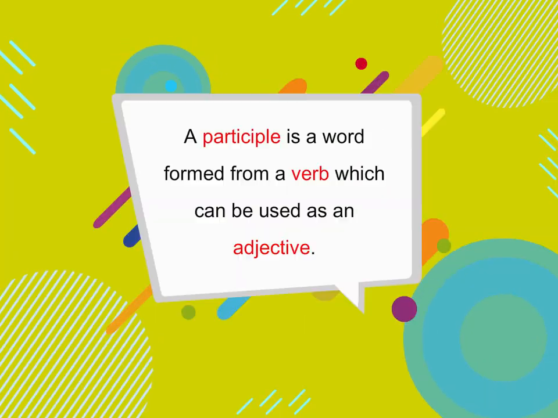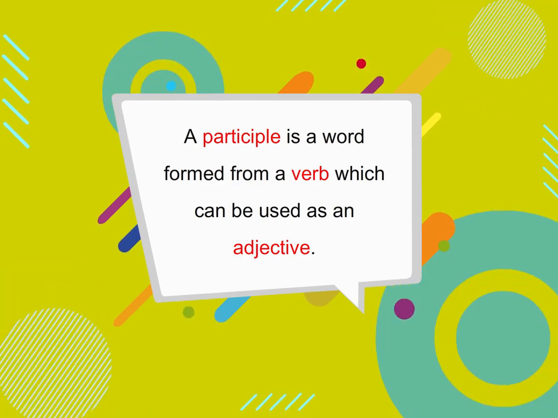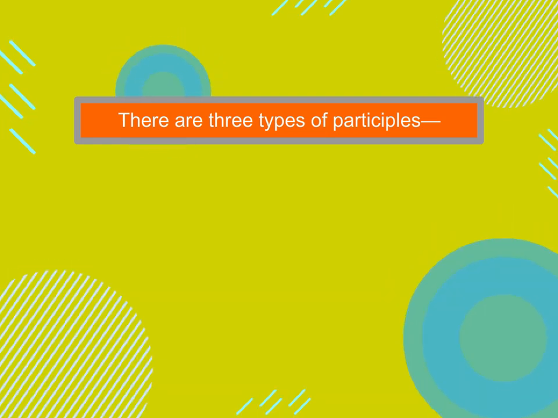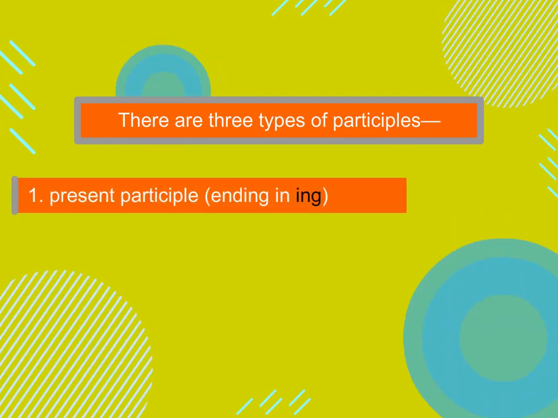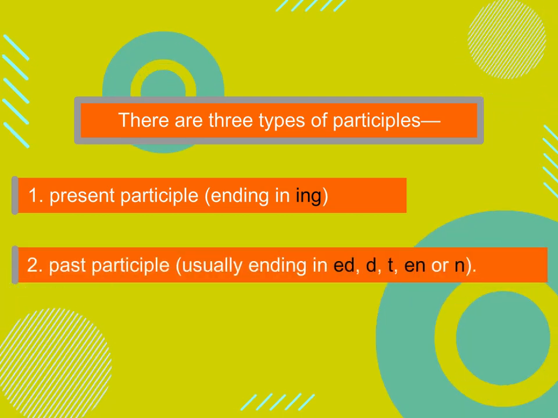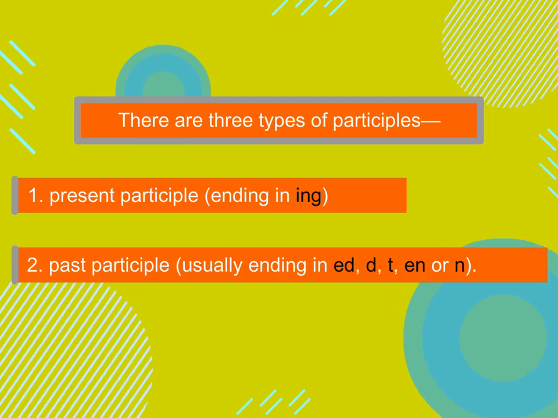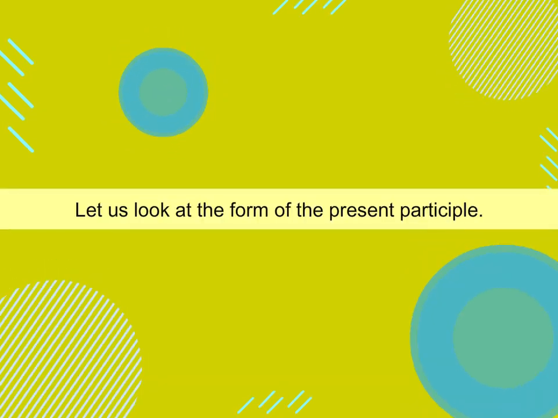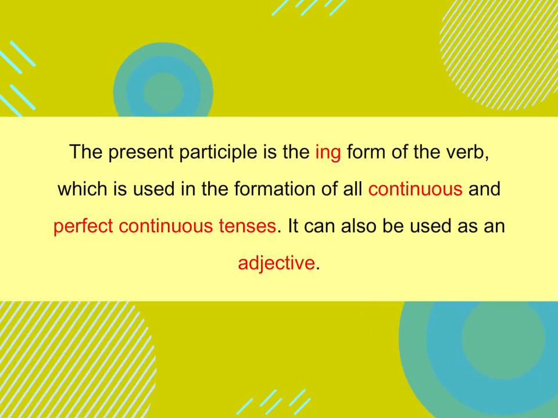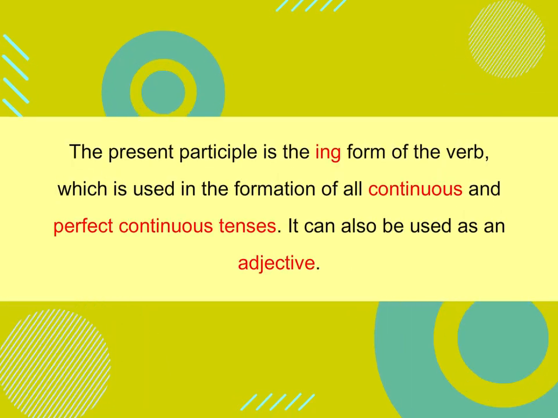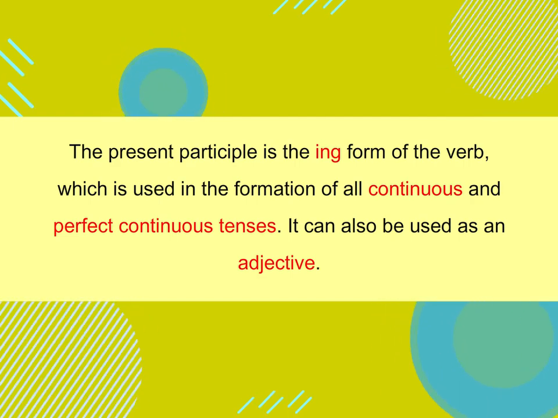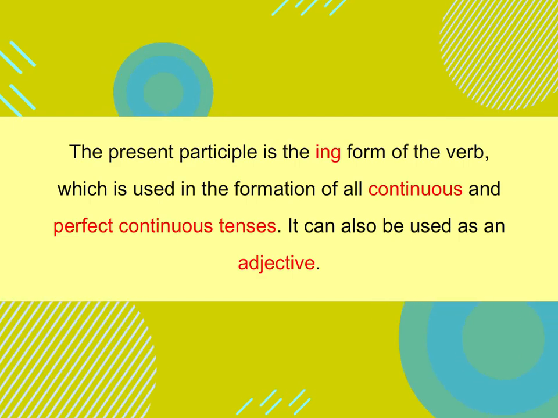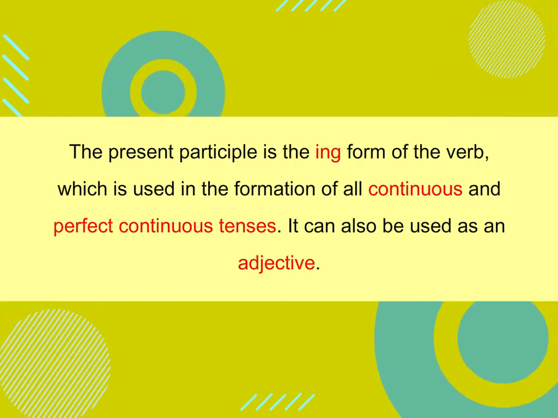Participles. A participle is a word formed from a verb which can be used as an adjective. There are three types of participles: the present participle ending in ing, the past participle usually ending in ed, d, t, en, on, and the perfect participle. Present participle. Let us look at the form of the present participle. The present participle is the ing form of the verb which is used in the formation of all continuous and perfect continuous tenses. It can also be used as an adjective.